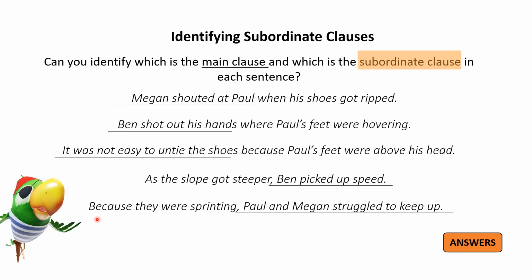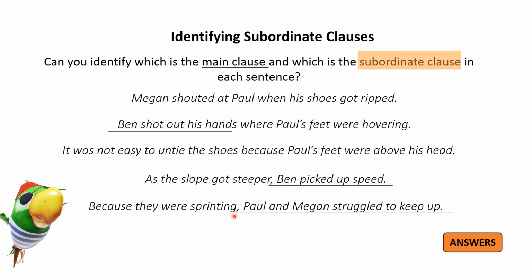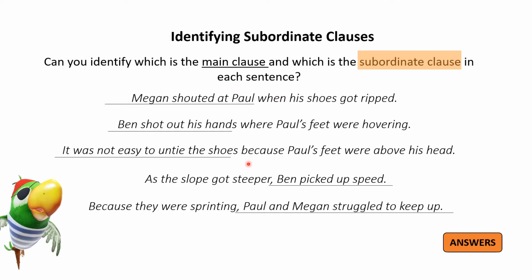We've got our subordinate clause first, because they were sprinting. So here's our subordinating conjunction. Therefore, we need to separate our main clause with a comma. However, when the main clause came first, we didn't need a comma because our coordinating conjunction separated the two clauses.